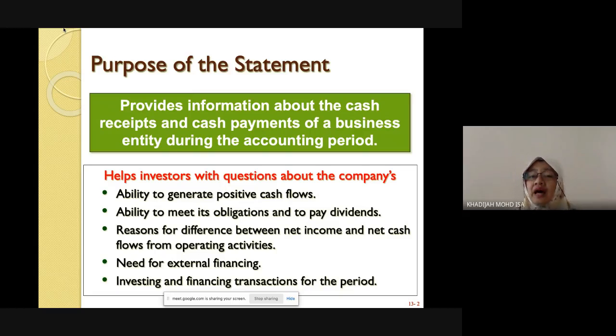So how do you know that? You have to refer to the statement of cash flows. It also indicates whether the company needs external financing. And then the statement will also show you the investing and the financing transactions for the period.